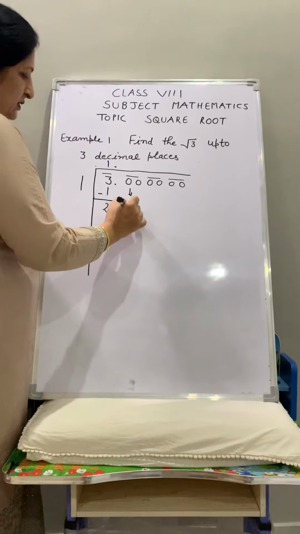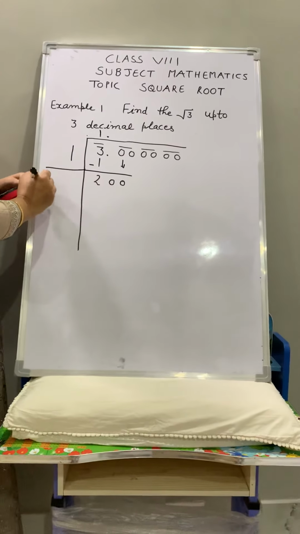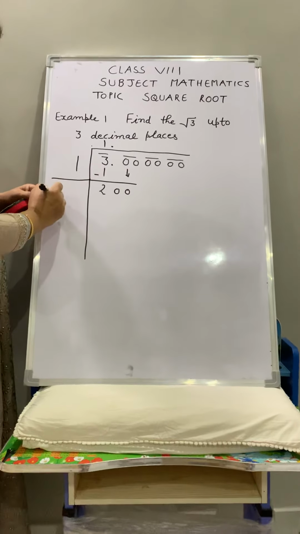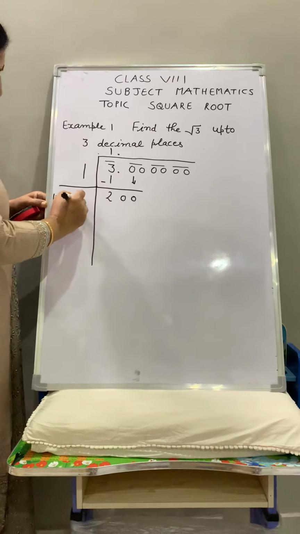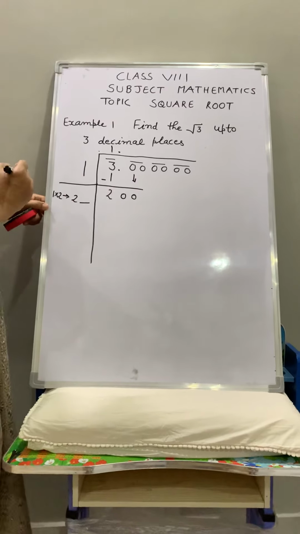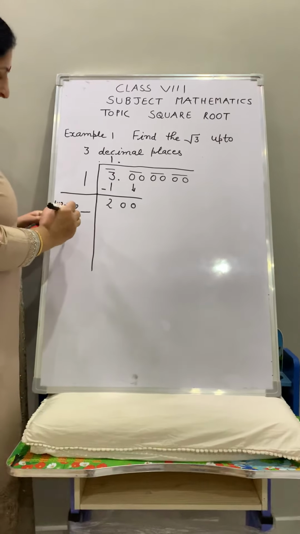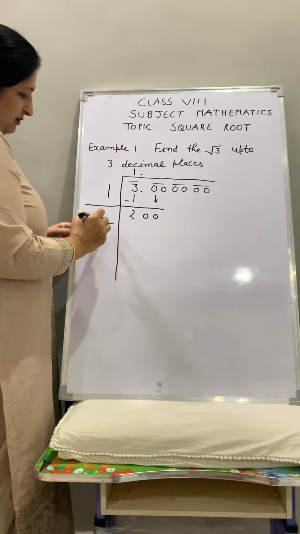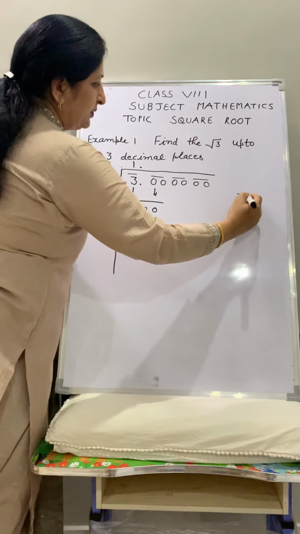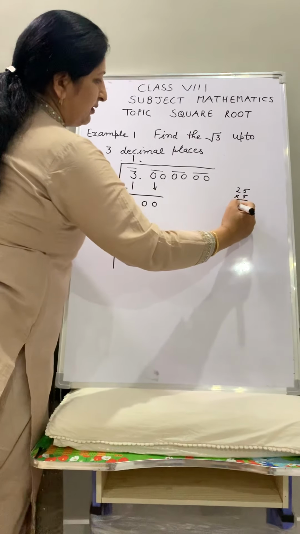Next period is 0, 0. What will we write in the divisor? Double of the quotient. The current quotient is 1. Double of 1 is 2, and 1 is left to fill. What will we write here? Think. We write here 5. 5 5s are, if we write 5 and multiply by 5, it will be 125.